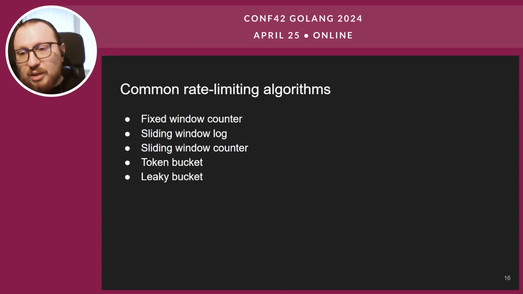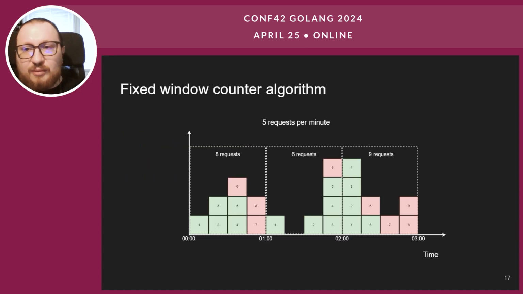There are many algorithms and variations of them for implementing rate limiting. I'll briefly review just the most common of them. One is the fixed window counter algorithm. This algorithm divides time into equal-sized time intervals or fixed windows. The window size can be defined in milliseconds, seconds, minutes, or any other relevant unit depending on the use case.